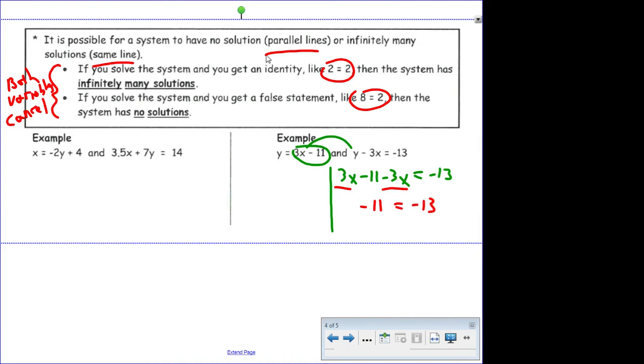This would be an example of what might happen when you do substitution. Both variables canceled out, and you're left with something that is either true or false. True means they're the same line, infinitely many solutions. False means these are parallel lines. There's no solution. This one has no solution. If you graphed them, those lines would be parallel. That makes sense? I have one more slide.